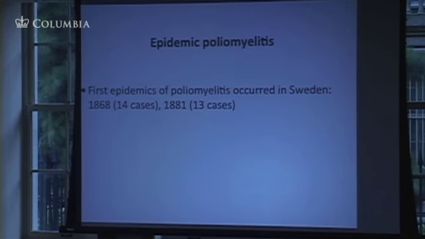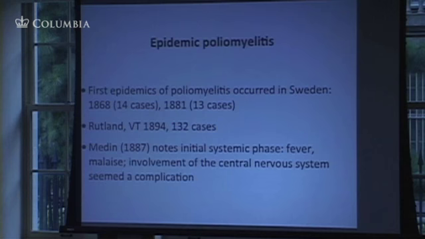The first one was in Sweden in 1868, 14 cases, and then also in 1881. The first in the U.S. was in Vermont in 1894, 132 cases, and that was studied by the local coroner. And he made some very astute observations about the disease, which you can find in the literature, which have helped us understand the nature of it to this day.